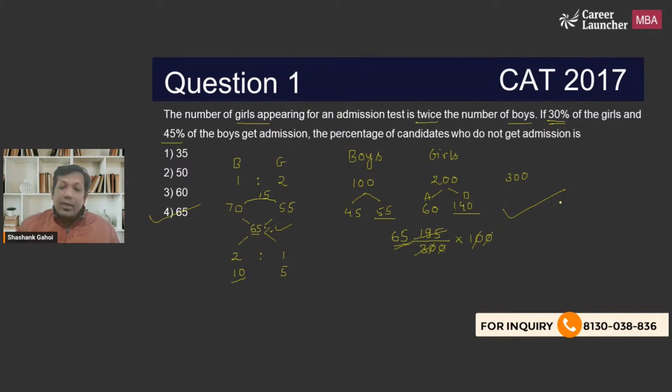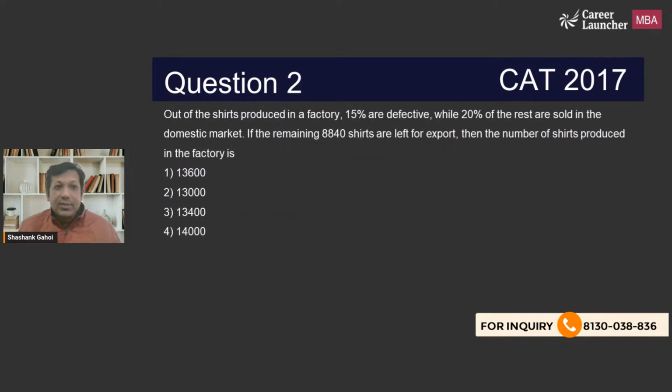Okay, now let's move on to the next question. Let's see what the next question says. It says that out of the shirts produced in a factory, 15% are defective, while 20% of the rest are sold in the domestic market. If the remaining 8840 shirts are left for export, then what is the number of shirts produced in the factory, right?